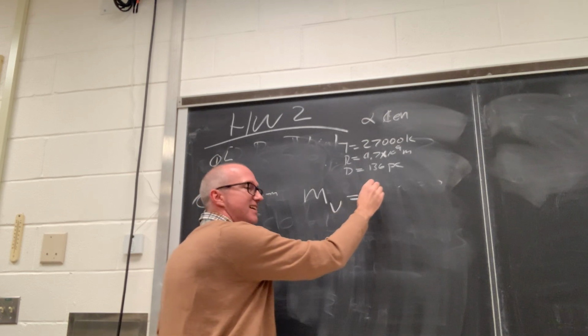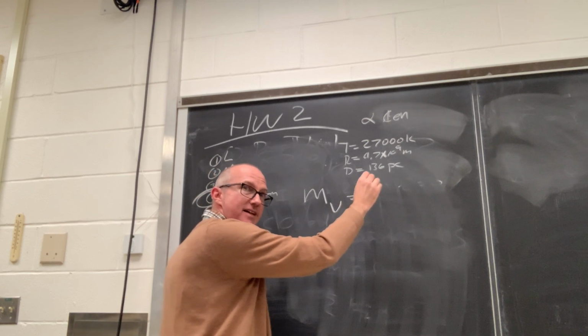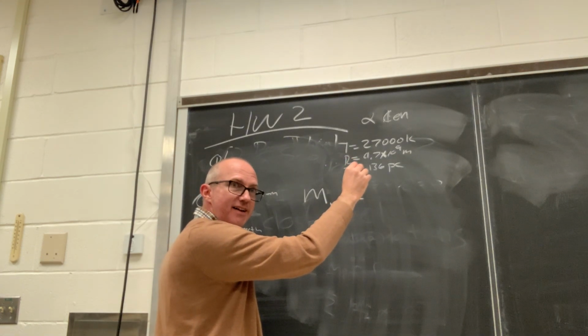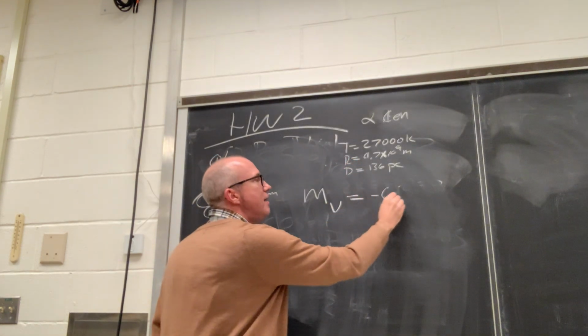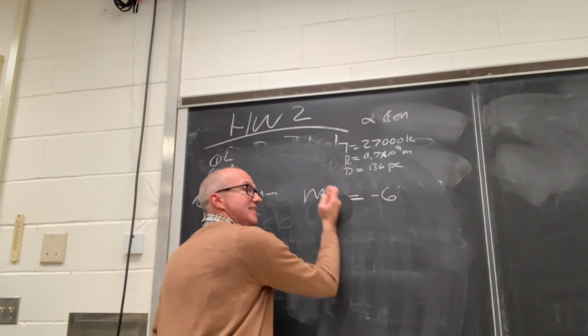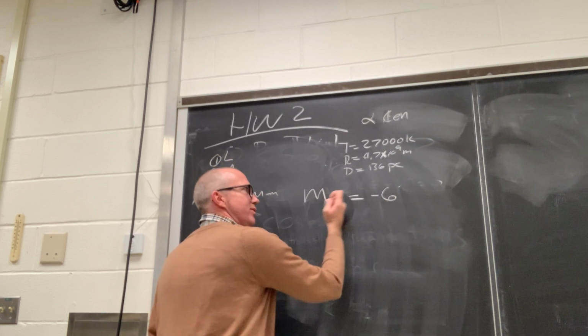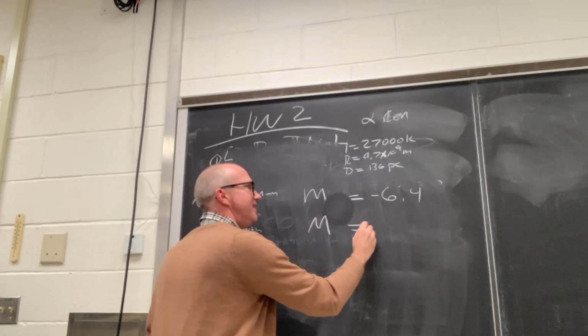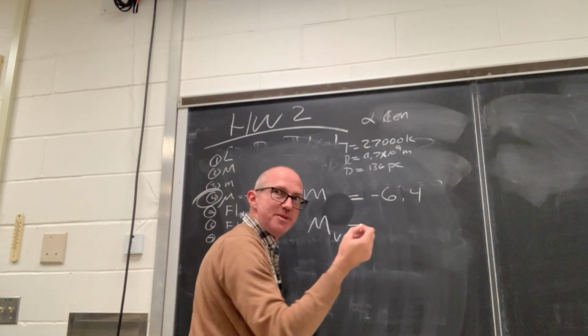For the apparent one, we got... No, let's talk about the absolute. What I got was -6. Yeah, we got around -6, but on the Wikipedia page, let me erase this V real quick, and I'm going to write -6.4. So M_V is a much different number.